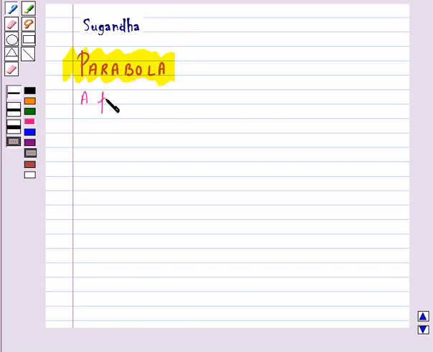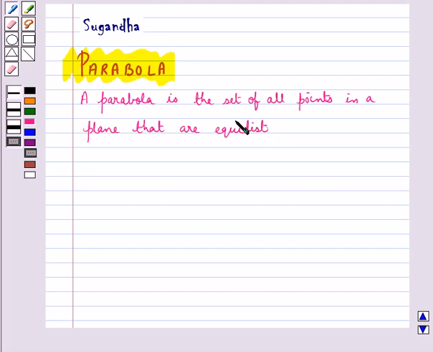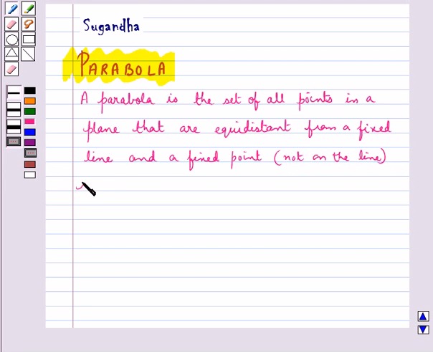Basically, a parabola is the set of all points in a plane that are equidistant from a fixed line and a fixed point not on the line in the plane.